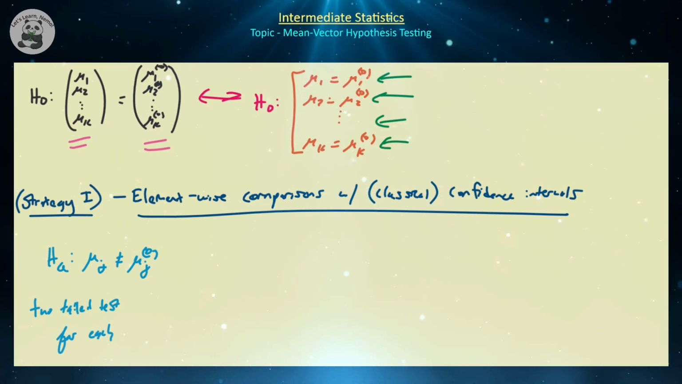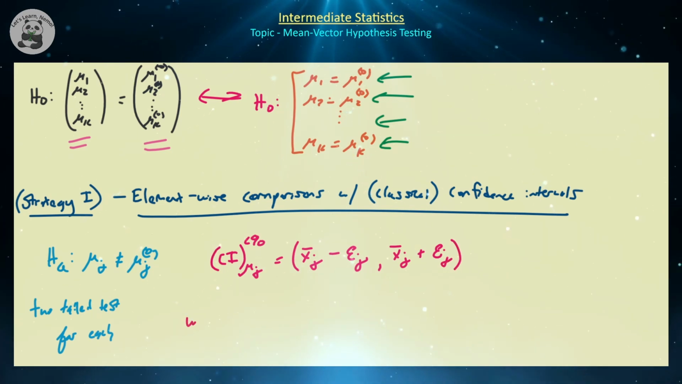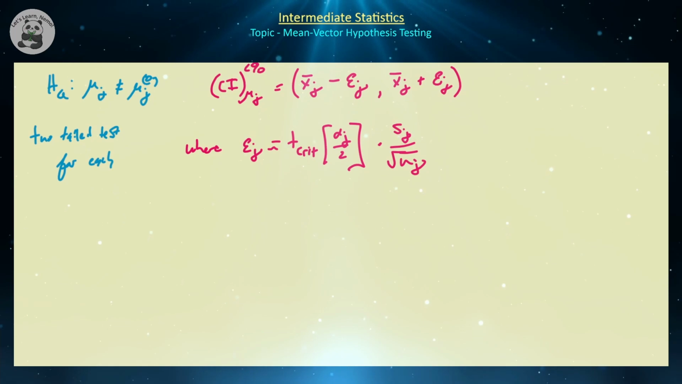So if we approach this just like the old way, then the confidence interval for parameter mu j under some level of confidence c is going to be equal to a point estimate x bar j minus some margin of error, let's call it epsilon j, and then x bar j plus epsilon j, where this epsilon j is approximated to be equal to a t-critical value with alpha j divided by 2 distributed in each of its tails, times the standard deviation divided by the square root of the sample size for that particular sample.